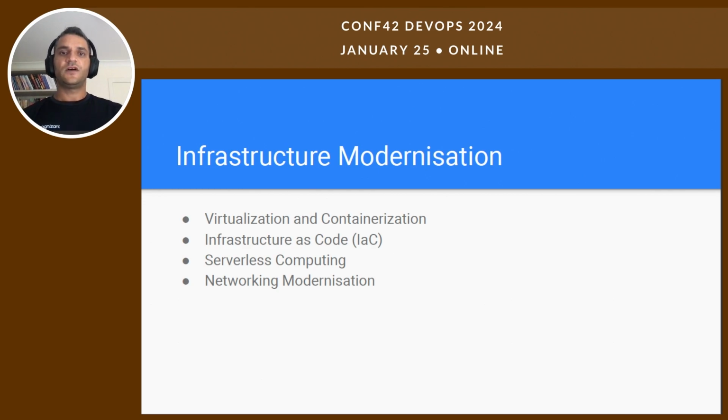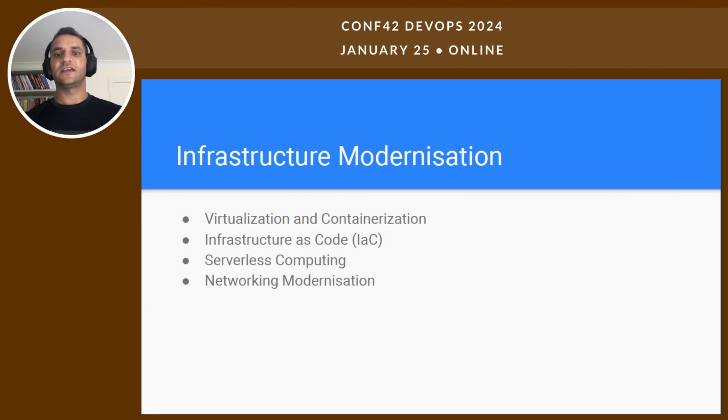Infrastructure modernization forms the bedrock of any digital modernization. It involves migrating from traditional on-premises setups to dynamic cloud-based infrastructure. It refers to the process of updating and migrating an organization's IT infrastructure to the cloud. This can involve moving servers, storage, networking to the cloud, as well as adopting cloud-native technologies such as containerization and serverless computing. The key elements include virtualization and containerization.